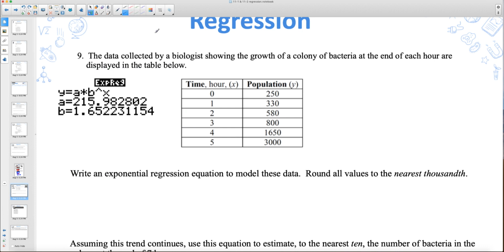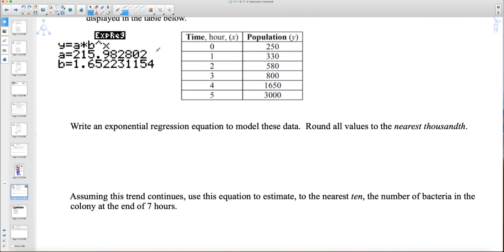We're going to round to the nearest thousandth, so that would be 3 decimal places. So y equals 215.41.983 times 1.652 to the x.